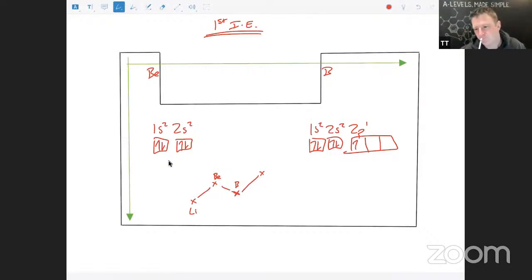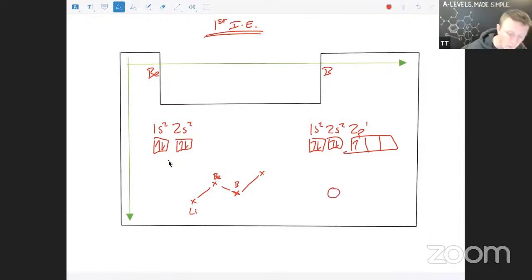Not quite. Good, Miss C. That's more like it, okay? So we want to get away from full or half full orbitals are more stable. That's part of the reason, but it's not the main reason. The main reason is this.